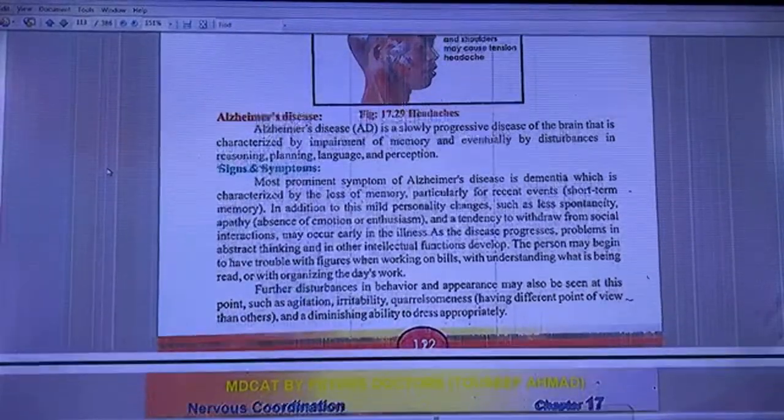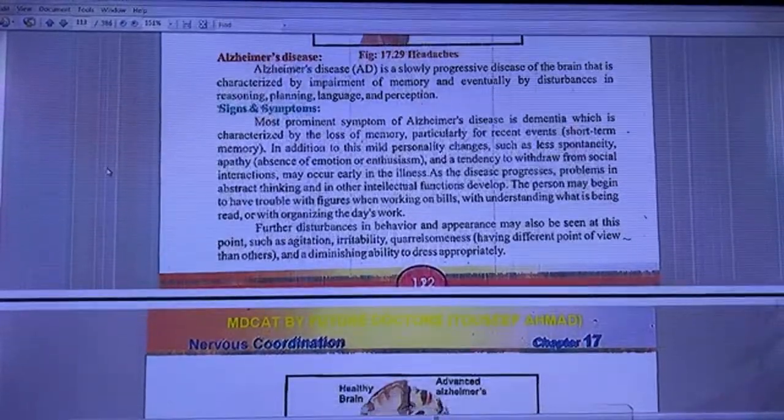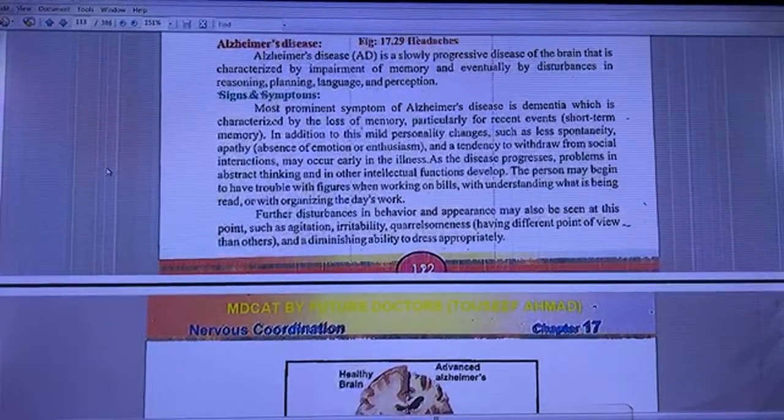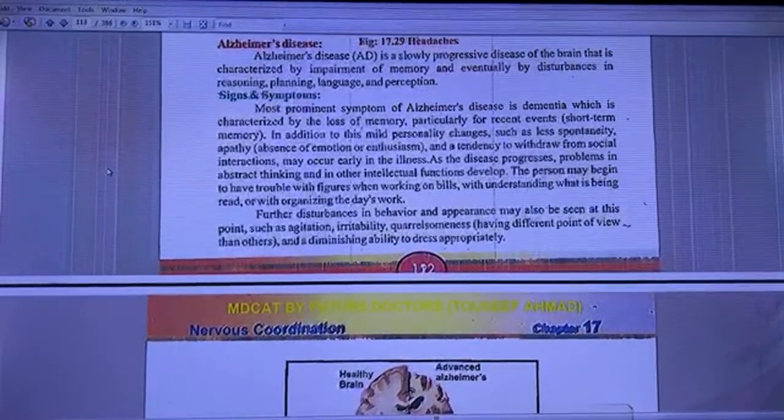Alzheimer's disease. Alzheimer's disease is a slowly progressive disease of the brain that is characterized by impairment of memory and eventually by disturbances in reasoning, planning, language, and perception.